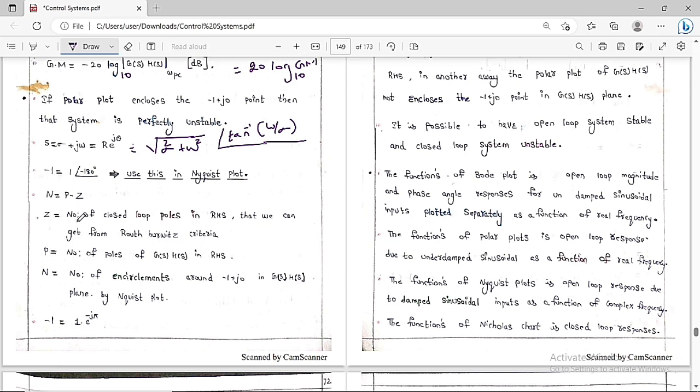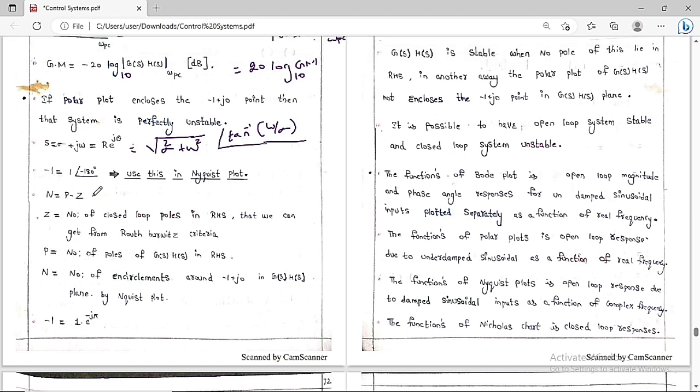Now you can see clearly the point N is equal to P minus Z, where Z indicates the number of closed loop poles in the RHS that we get from the Routh-Hurwitz criterion, and P indicates the number of poles of the open loop transfer function G(s)H(s) in the RHS of the s-plane. And N indicates the number of encirclements around the minus 1 plus j0 point by the Nyquist plot. I already told you, if you want the system to be stable, then Z should always be equal to 0, meaning there should be no poles in the RHS of the s-plane. Then what is the condition? N is equal to P.